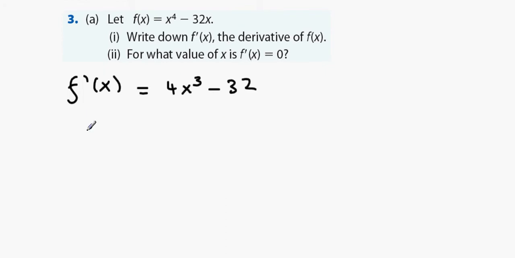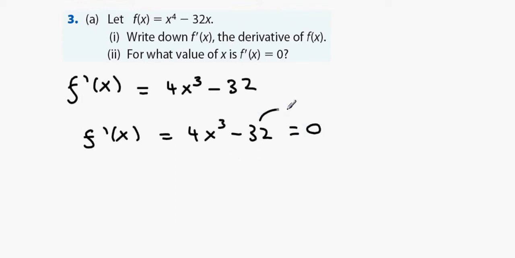Okay, so f dash x is actually, as we said, 4x cubed minus 32, and that equals 0. So what we might need to do here is bring over the 32. Okay, so we're going to get 4x cubed equals 32. Now we want the x on its own, so the first thing we need to do is get rid of this 4 here. So maybe divide both sides by 4.